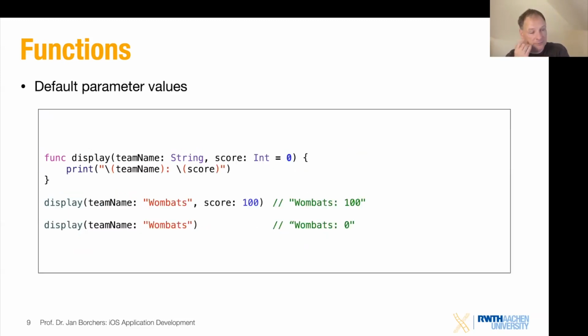Now, default parameter values are not that exciting. You simply specify a default value with this equal 0 here, for example, for that second parameter. So we've got a function display team name score, and that outputs the team name and the score. And if I call this with a normal score, as you would expect, it does exactly what you think. But you can actually drop off this second parameter, omit it from your call, and then it will use the default value. Nothing too exciting here.